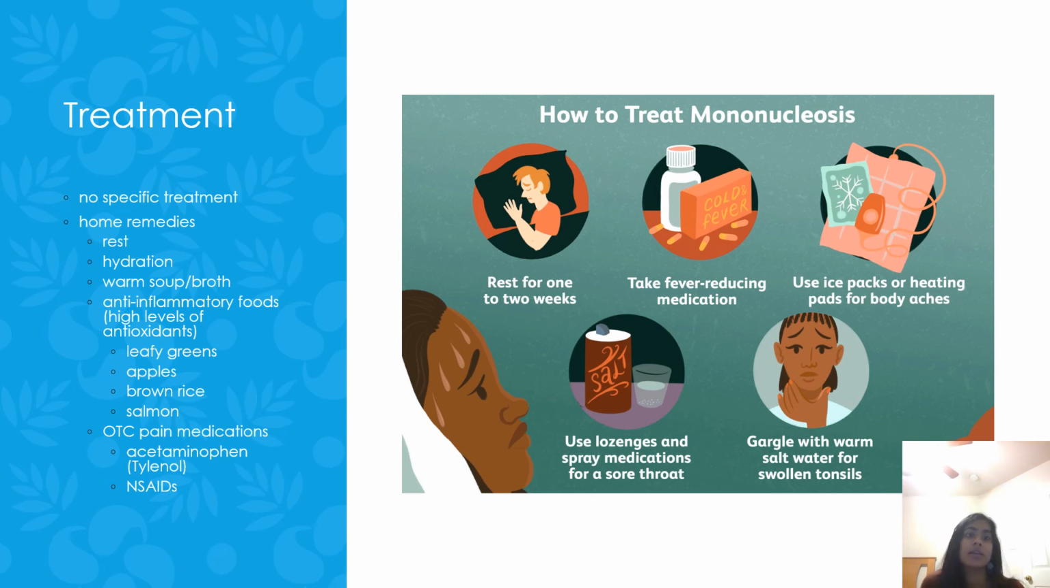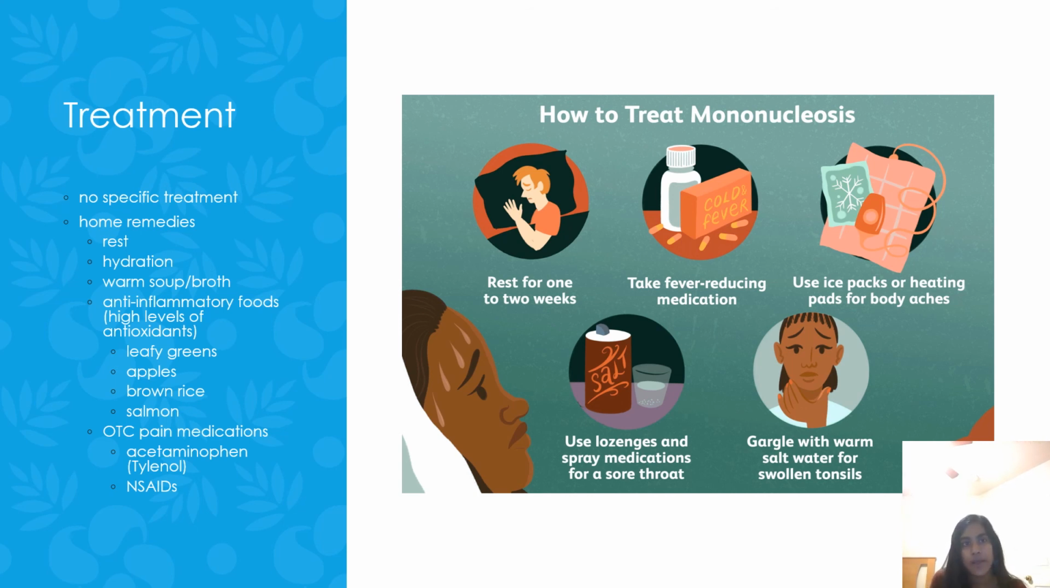Also, eating lots of anti-inflammatory foods like leafy greens, apples, brown rice, salmon, anything that is rich in antioxidants. Staying hydrated, drinking lots of water and warm beverages, anything that could relieve that discomfort or pain within the throat area. Foods that are easy to swallow and go down, like soups or broths. Gargling with warm water, more like warm salt water, to relieve discomfort, again, within those swollen tonsils.